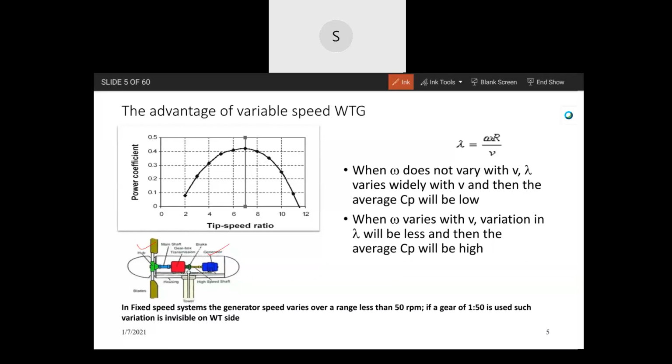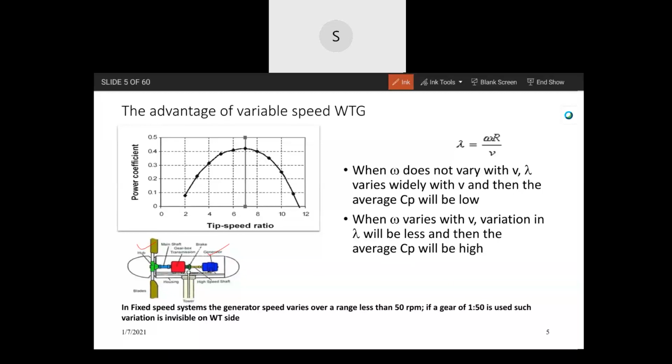Especially these days, the machine whose photograph I was showing in the beginning is a 2100 kilowatt machine, and its gear ratio is 1:100. With such a gear ratio, the turbine will be working in the range of 12 to 15 RPM. So hardly any visible change will be there in the speed. That's why it's called a fixed speed machine.